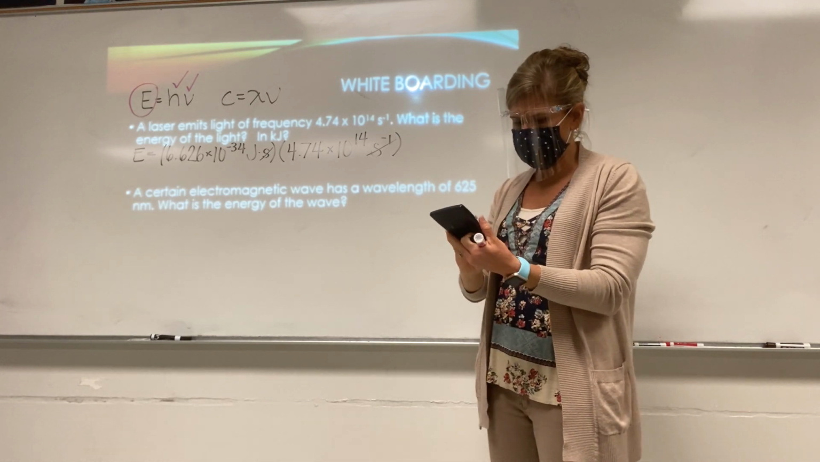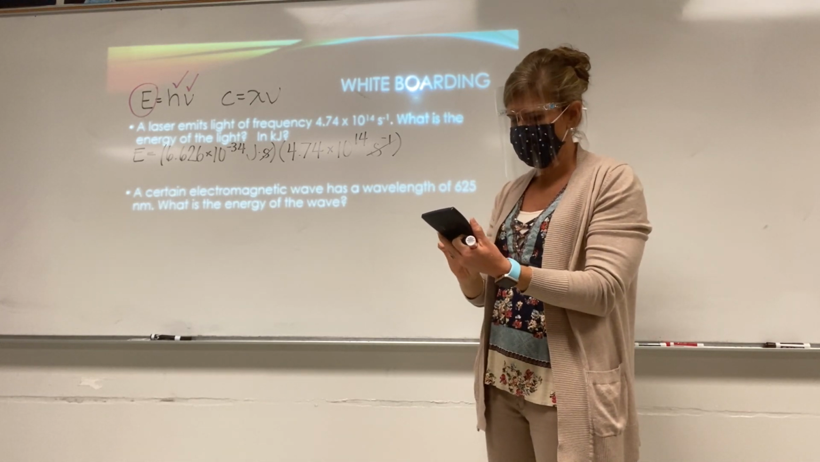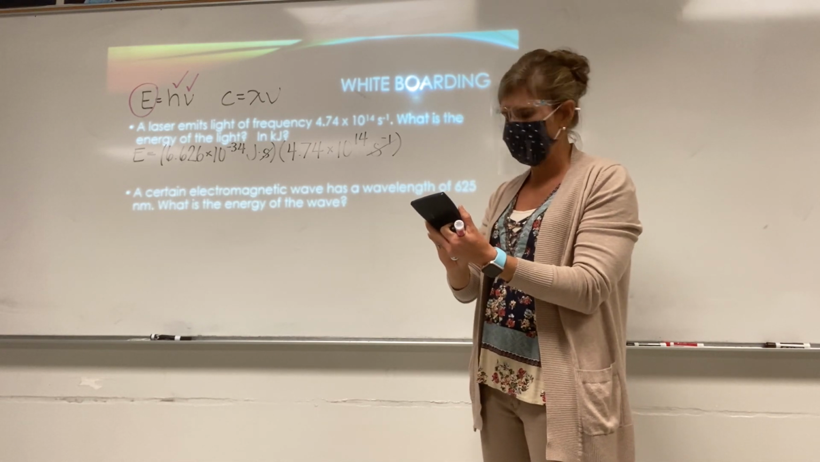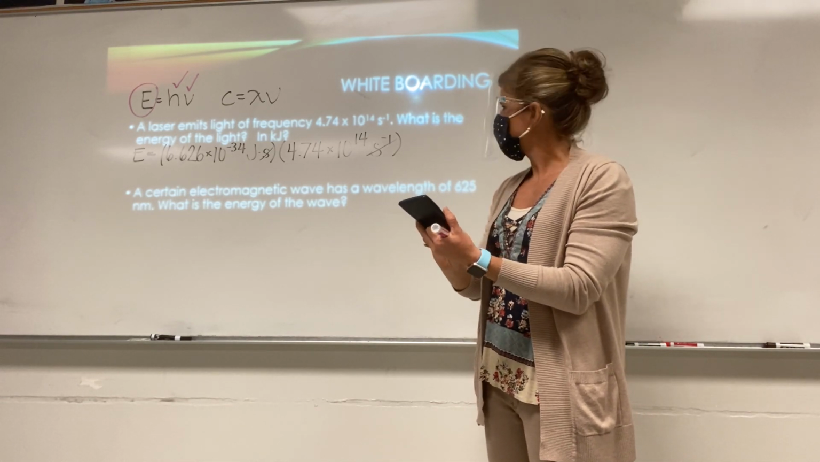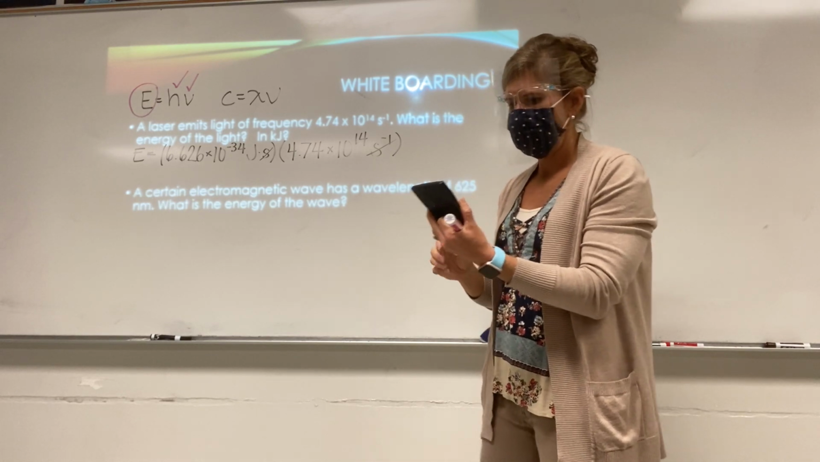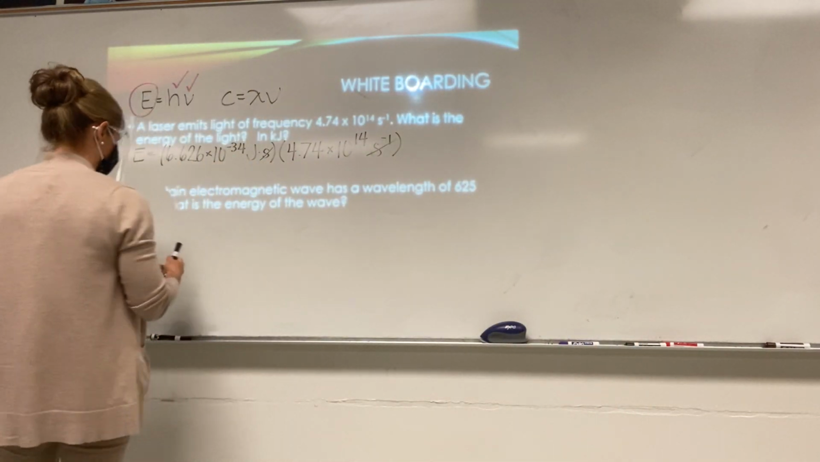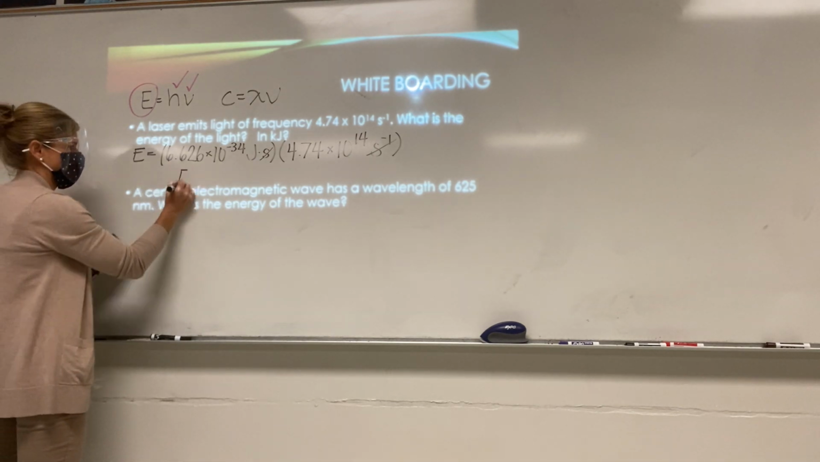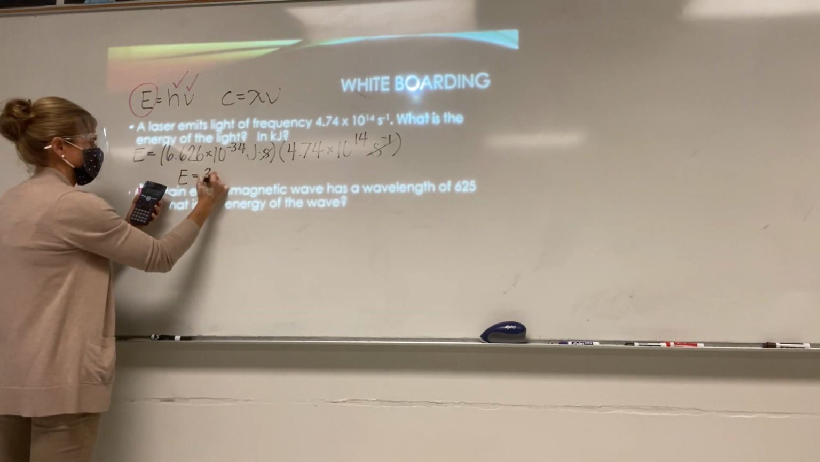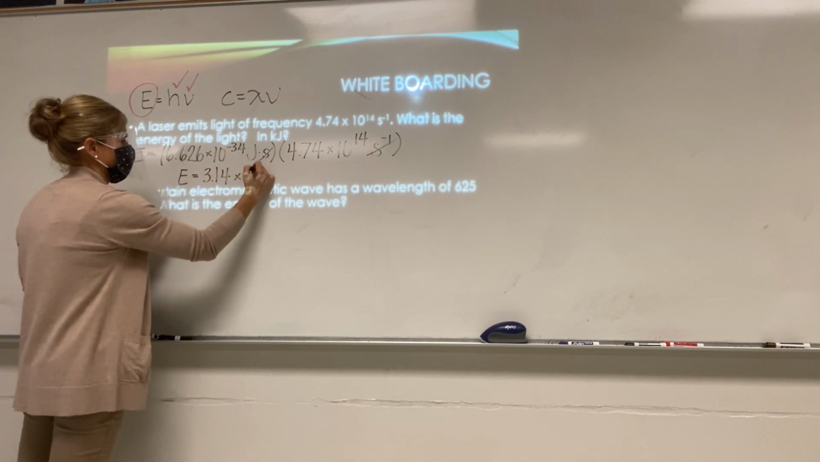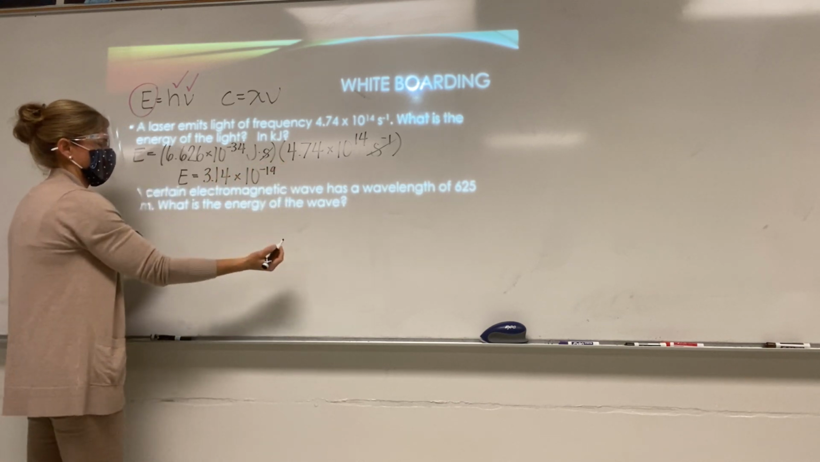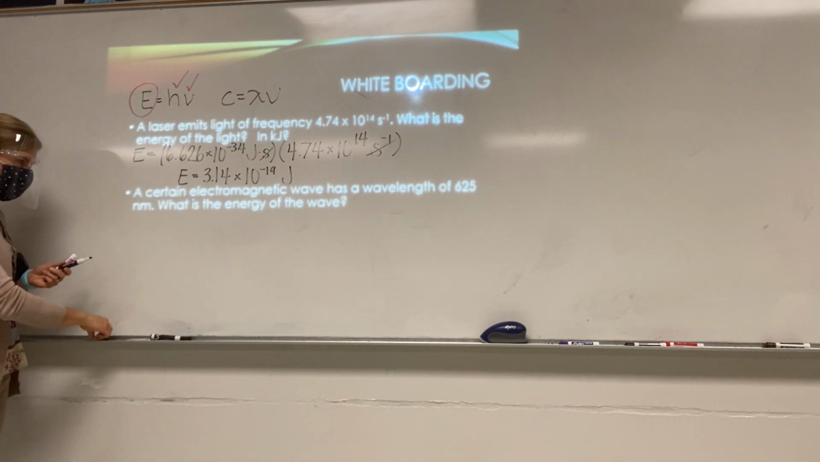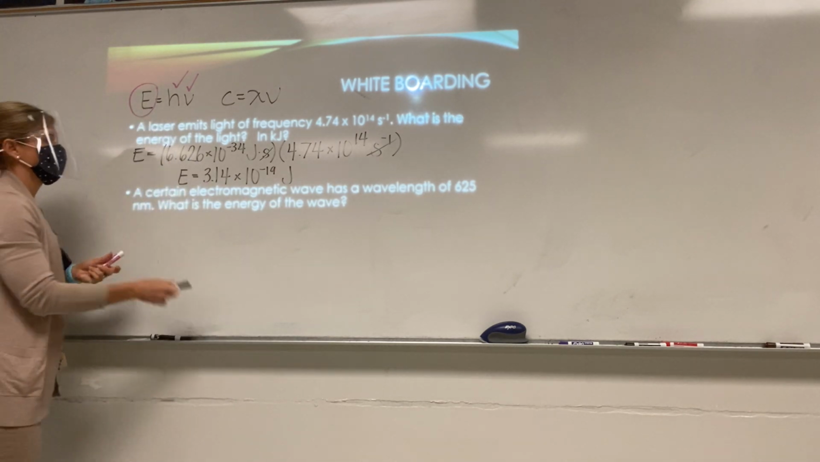So here, I'll multiply across the top. Not across the top, there's no bottom in here. I'm too used to saying that. Multiply the numbers. You should get, we need 3 sig figs for our answer, so we should get energy is equal to 3.14 times 10 to the negative 19 joules. Can I stop there?